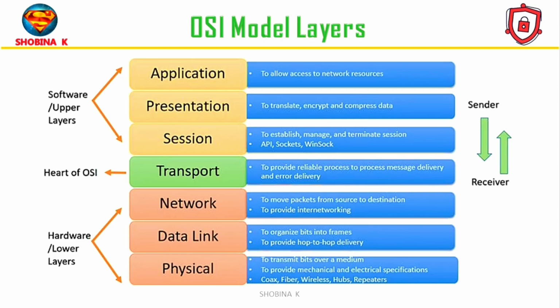Network layer is responsible for routing data between devices across multiple networks. It assigns IP addresses and determines the best path for data to travel. Data link layer handles communication between devices on the same local network. It packages data into frames and provides error detection and correction at this level. The physical layer manages the physical connection between devices and transmits the raw bit stream over the medium.